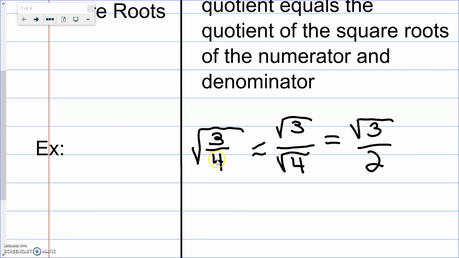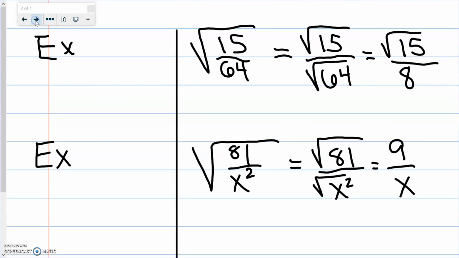Simple idea. We have the square root of a fraction, we can separate it into the square root of both the numerator and the denominator in hopes that we can get one of them to a nice whole number. So let's practice this. We have the square root of 15 over 64. This becomes the square root of 15 over the square root of 64. Square root of 15 is not nice, but the square root of 64 is 8.